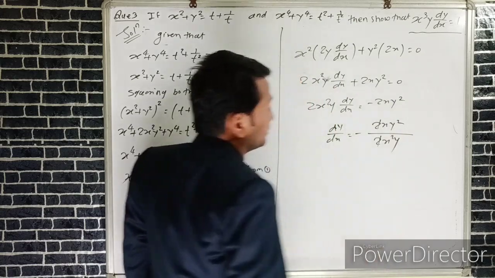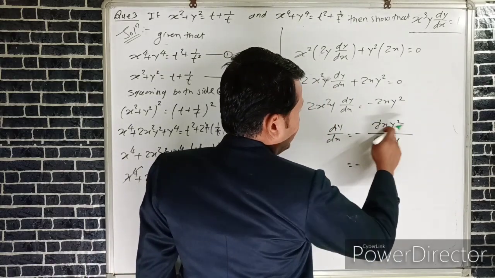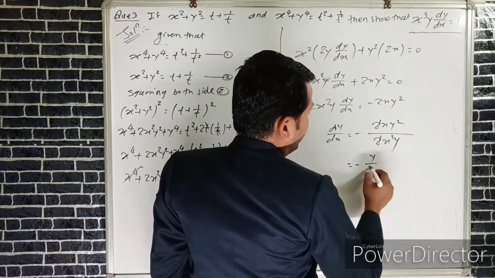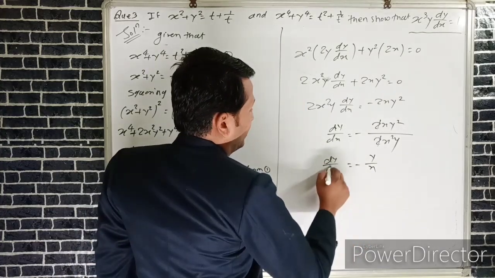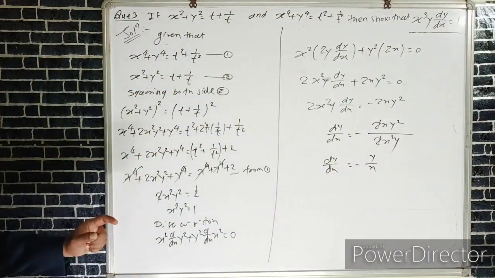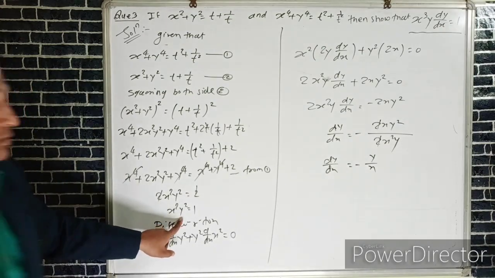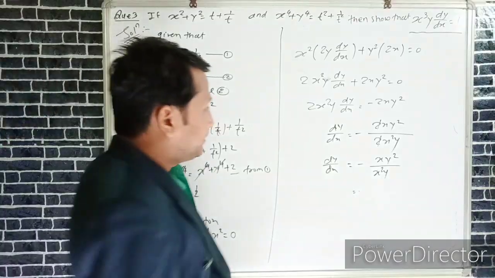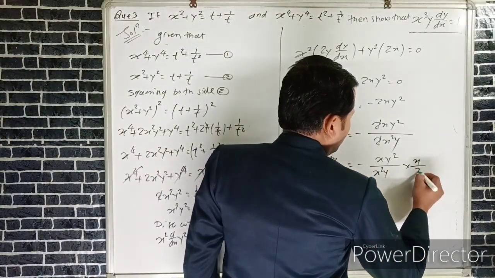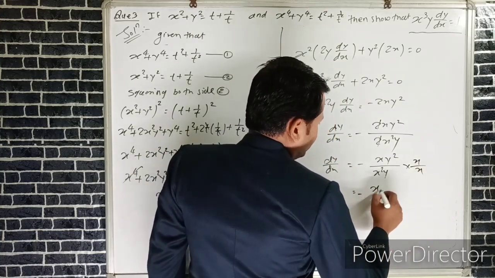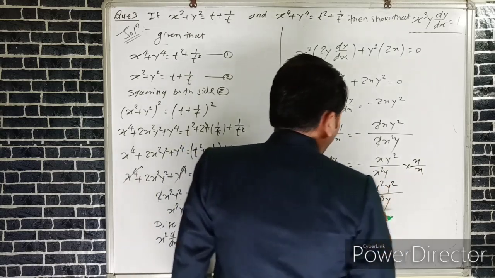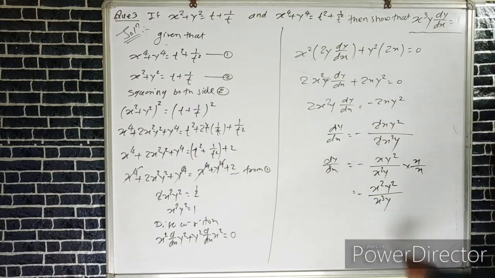Here the 2 cancels. We can write minus x into y square, x into y square. If we cancel x by y, we can write y upon x, which is dy upon dx. If we multiply the numerator and denominator by x, we can write minus x square into y square upon x into x square, which is x cube y. Hence, the value of dy by dx is equal to minus x square y square upon x cube y.